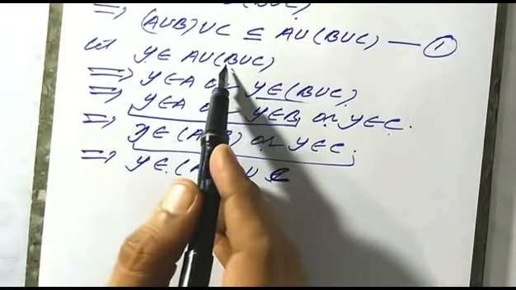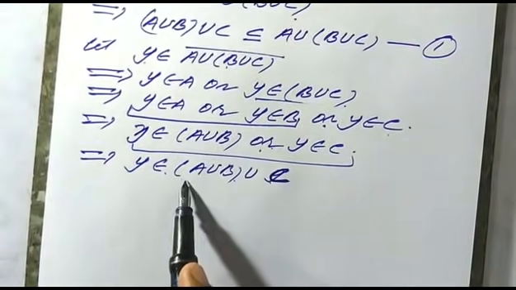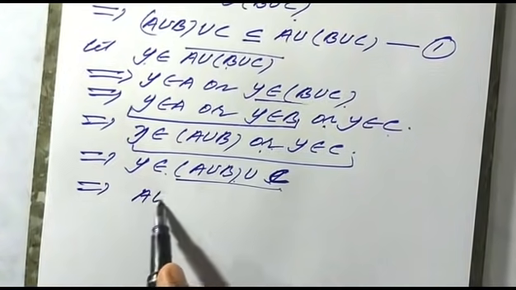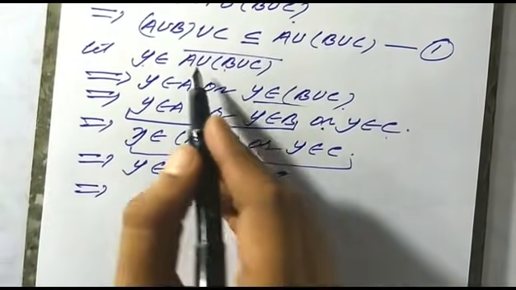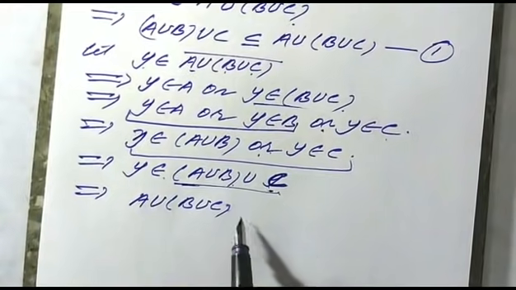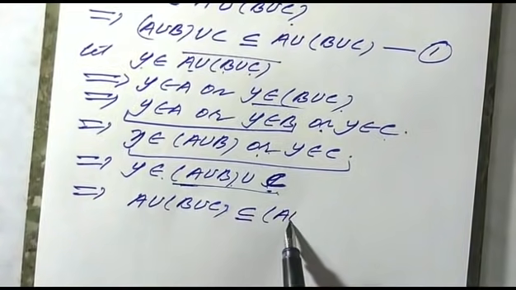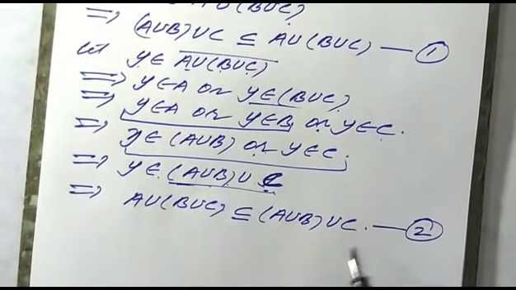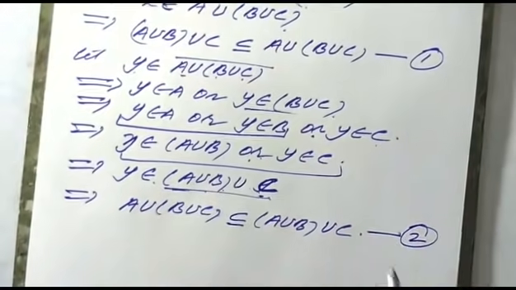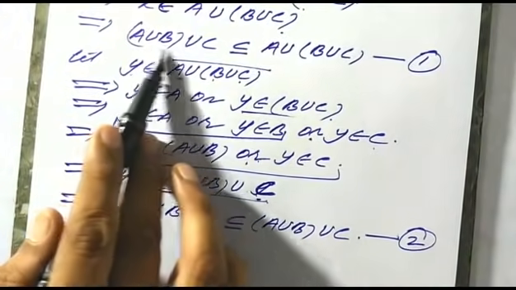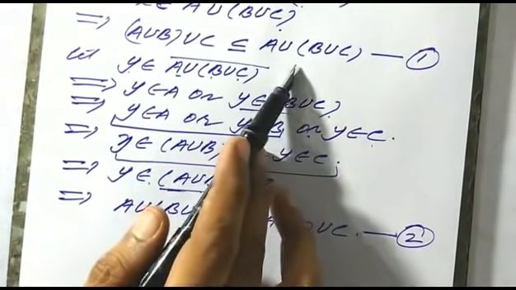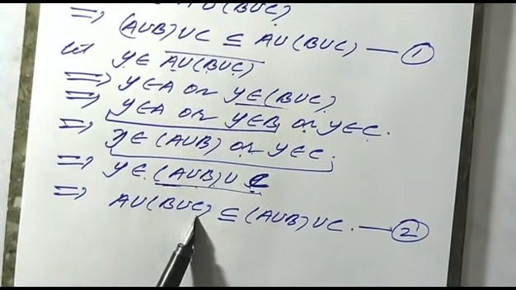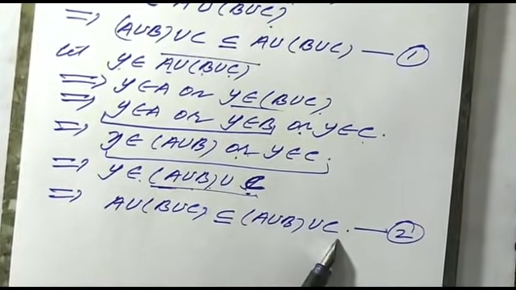It means if Y belongs to this set, it must also belong to this set. So we may infer from this that A union (B union C), that is this set, is a subset of this set, (A union B) union C. So let it be equation number 2. Now if we observe equation number 1 and equation number 2, (A union B) union C is a subset of A union (B union C), and from 2, A union (B union C) is a subset of (A union B) union C.